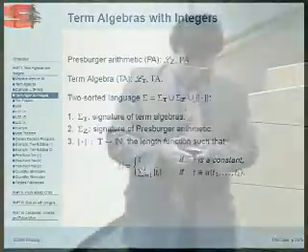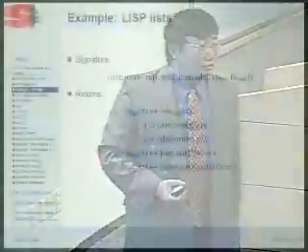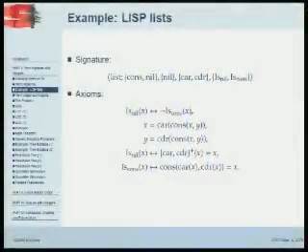Can you go back one slide? Yes. So I was thinking of cons and car and cdr all as constructors. Is that not the case? Car and cdr are selectors. Cons is the only constructor in here. Actually, nil is also a constructor, but it's a constant.